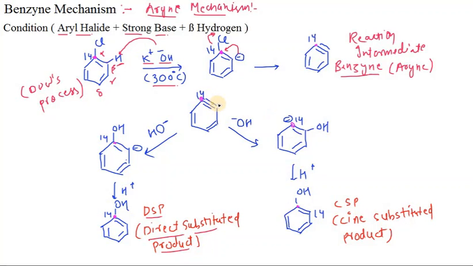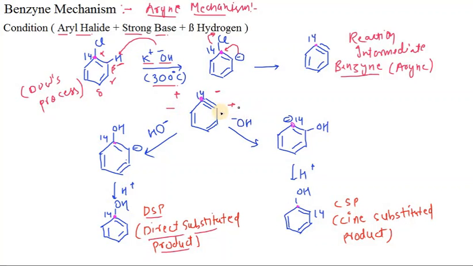But in this case, let's consider there is also a 50% probability that the bond will open on this side. When the bond opens on this side, again there will be generation of a positive charge here and a negative charge here.